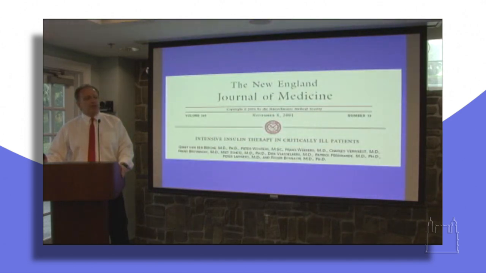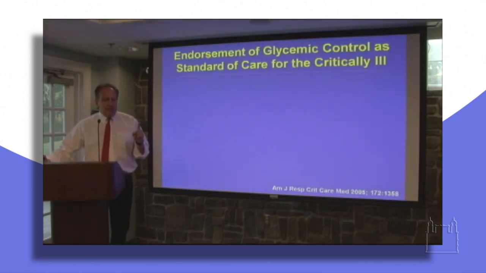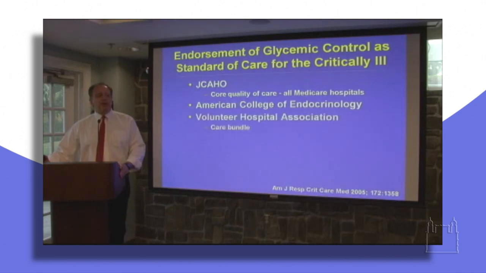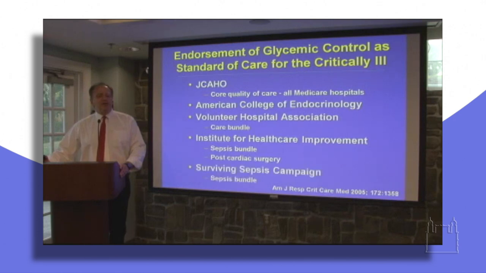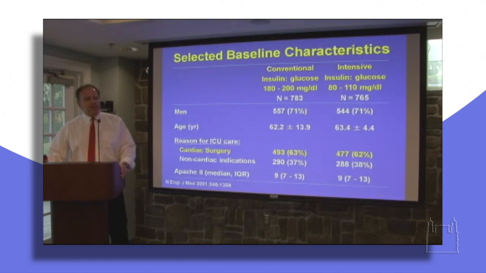There was a paper published in 2001 in the New England Journal of Medicine that said keeping sugars very, very low in critically ill patients was beneficial. And based on a single center, unblinded study, everyone around the world changed practice. JACO recommended this treatment, which is a hospital organization in the United States, the American College of Endocrinology, volunteer hospitals, Institute for Healthcare Improvement, Surviving Sepsis Campaign, and I traveled through South America giving talks, and people were immediately also in many countries adapting this based on a single center unblinded study done in Brussels by an anesthesiologist. So what did they study in this single center study that showed tight glucose?